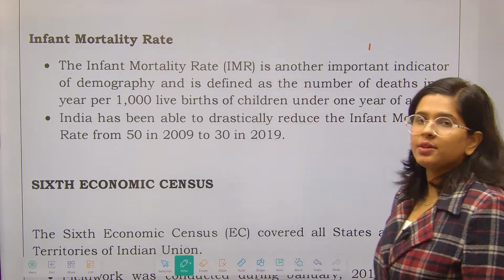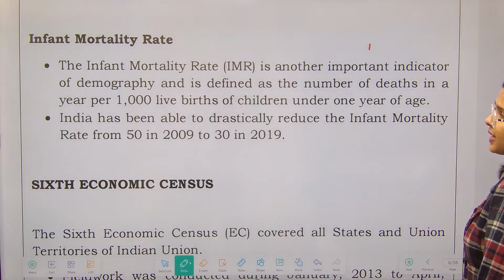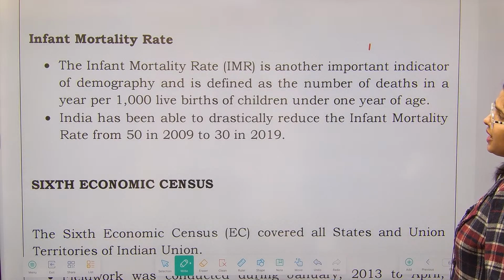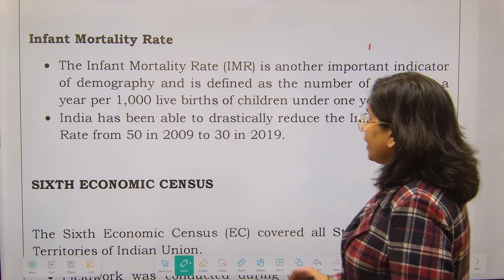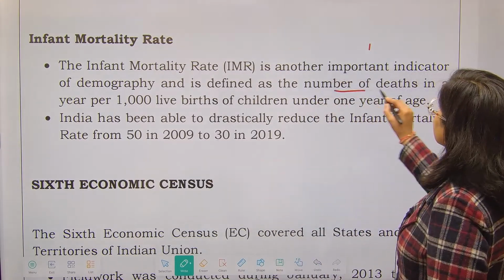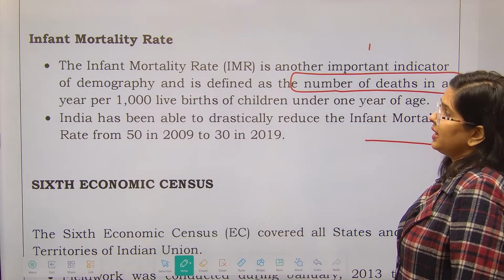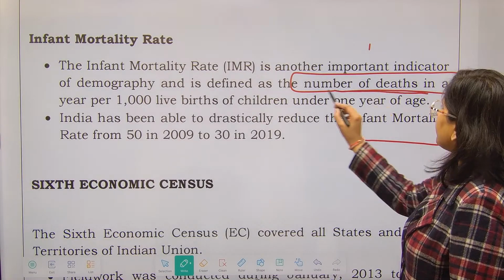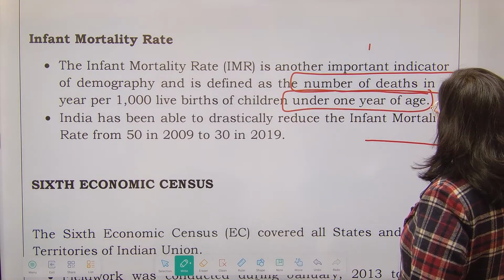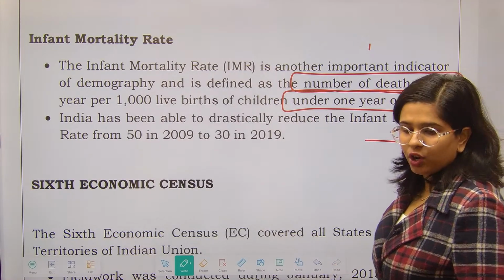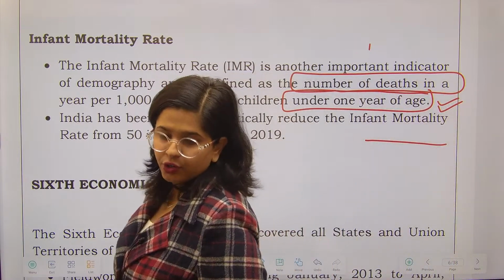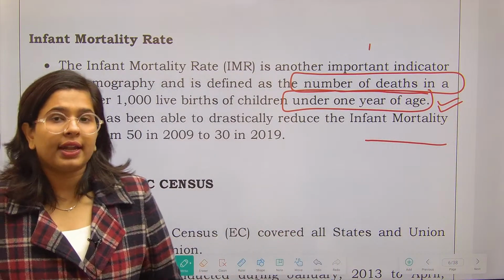What is infant mortality rate? So it is again another important indicator, and over here what do we talk about? This is the number of deaths per year per 1,000 live births of children under 1 year of age. So this becomes important. Obviously, we are talking about mortality, so we are going to talk about death. Death of what? Death of a child.